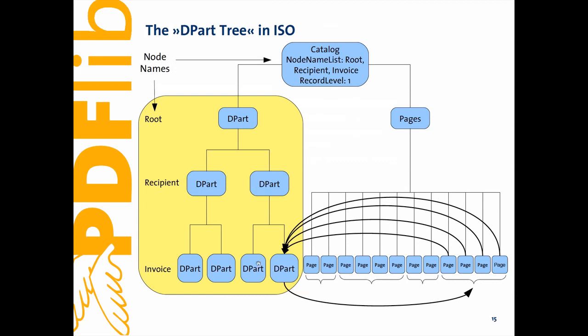So pages are only referenced from the leaf nodes. If I didn't say that clearly enough, thank you. So you have no references up here to pages or so. You always go to the nodes at the bottom of the tree.